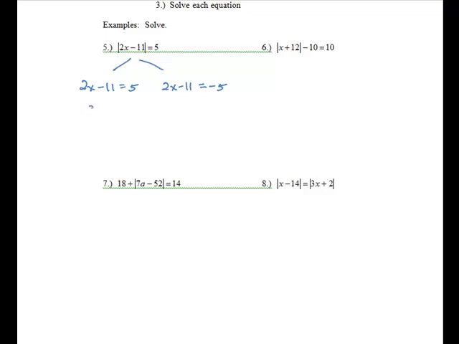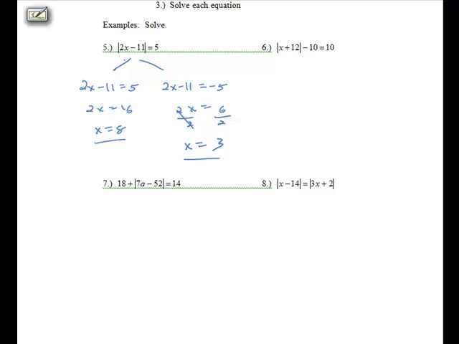The first one, add 11 to both sides, divide by 2. The second one, add 11 to both sides, divide by 2. So 2 solutions, you have to have them both. If you plug each solution into the original problem, it will work out.